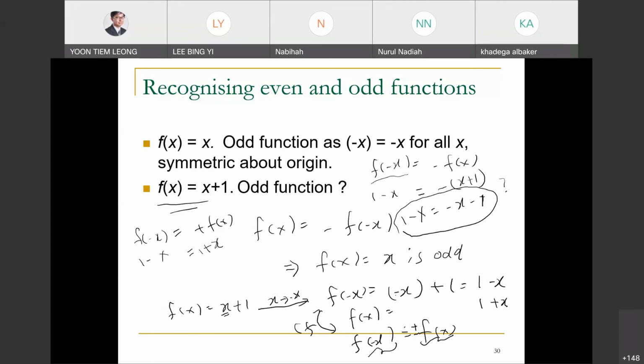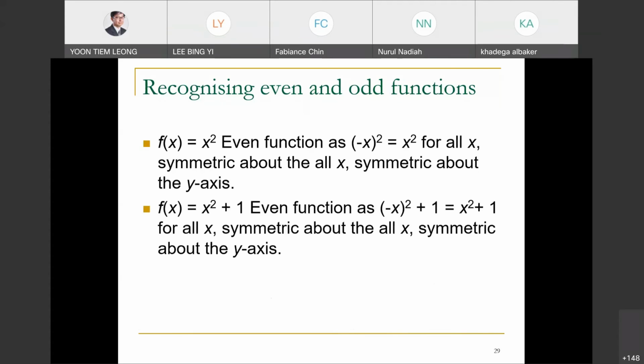So is this function x plus 1 odd or even? Is it neither? Yes, it is neither. So it is not odd, it is not even. It has no parity. So not all functions have parity. Both even and odd functions need to be symmetrical.